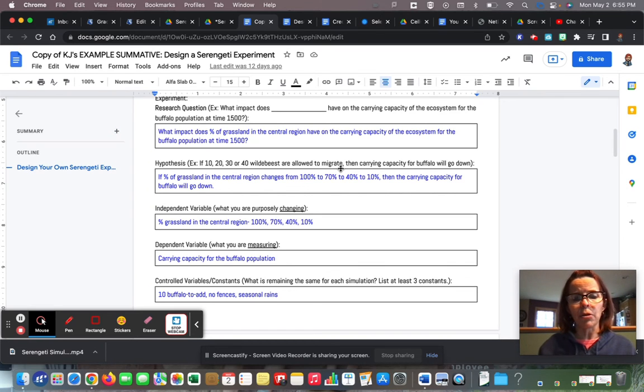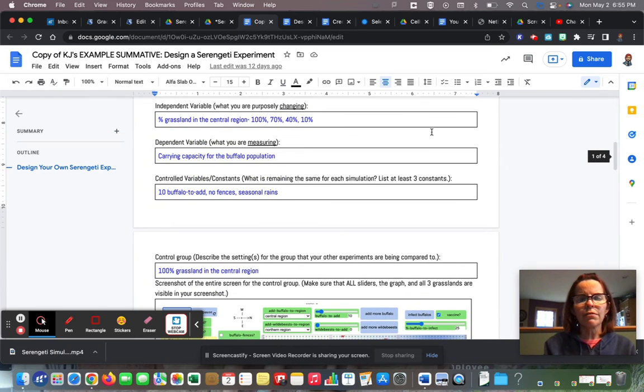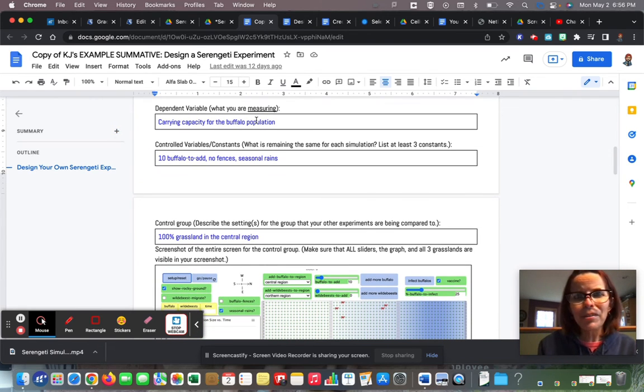So there's my question. Here's my hypothesis. If percent of grassland changes from this to this to this to this, then the carrying capacity for buffalo will go down. Next, what's the independent variable? The thing I'm purposely changing? Percent of grassland. And I say precisely how I'm changing it each time. Dependent variable is the same for everybody, the carrying capacity.